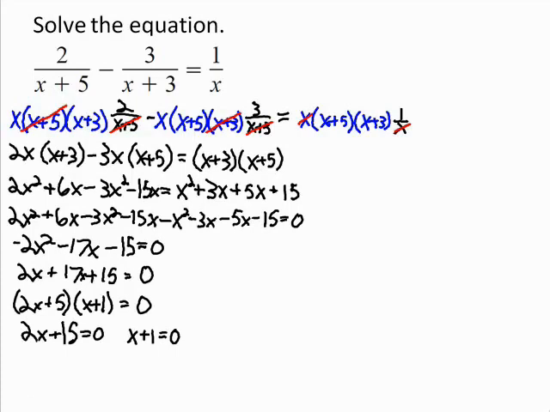For 2x plus 15 equals 0, subtract 15 from each side. 2x equals negative 15. Divide each side by 2. x equals negative 15 halves. For x plus 1, subtract 1 from each side. x equals negative 1.